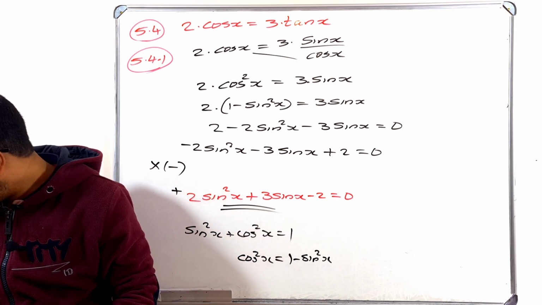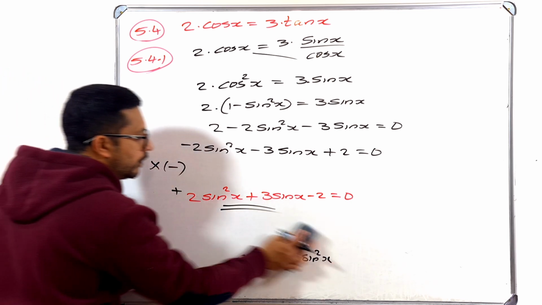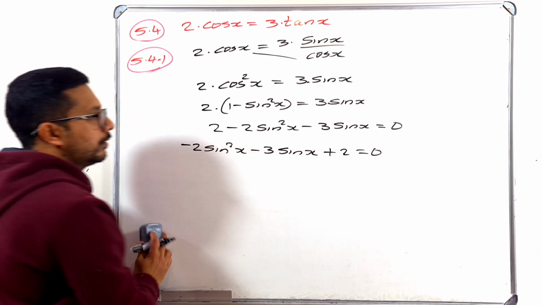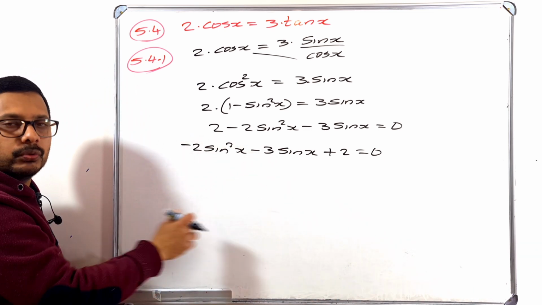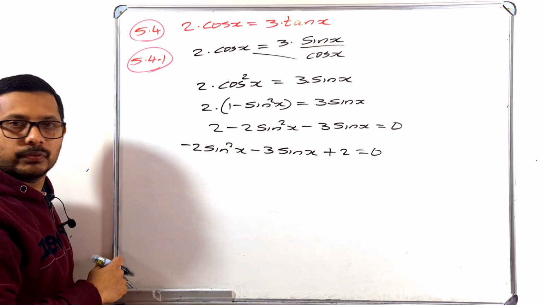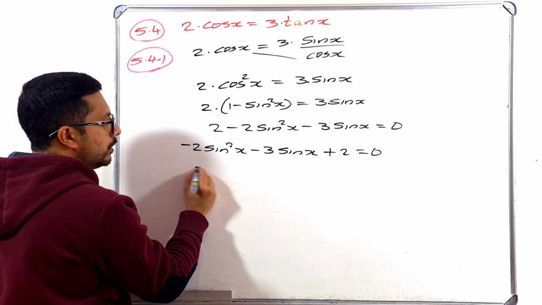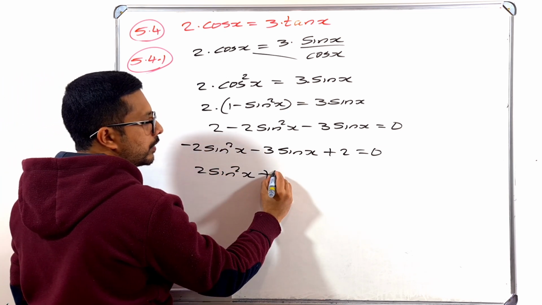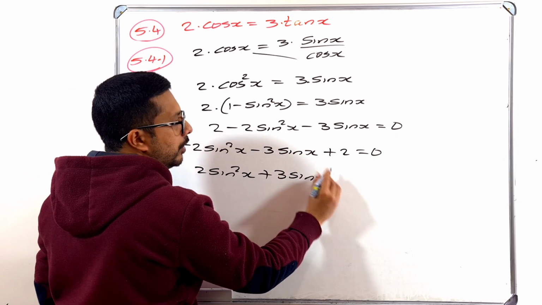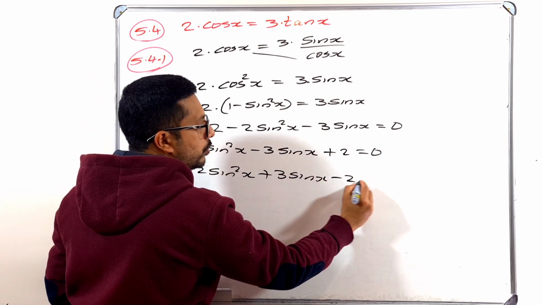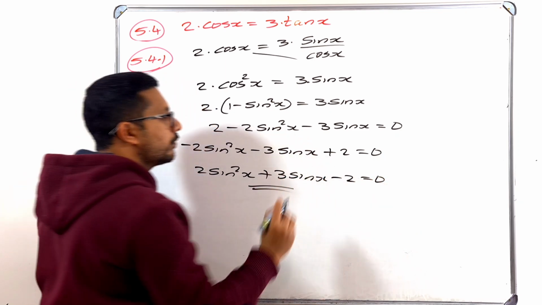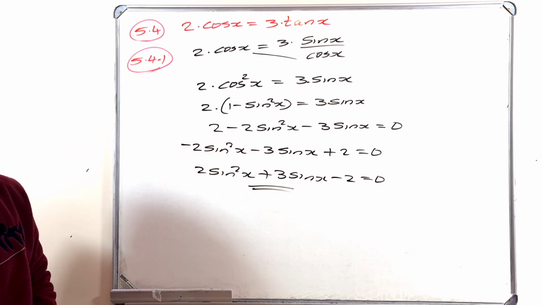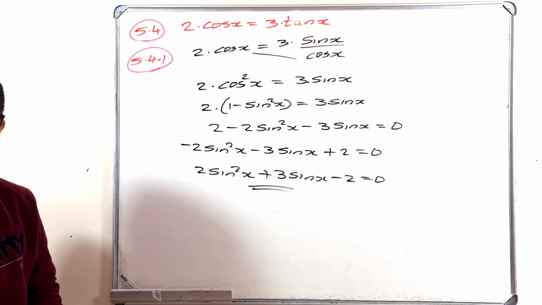Okay, let me erase that one and write it once more here just to avoid confusion. Multiply throughout with a negative, or divide throughout with a negative, whatever may be. Okay, minus into minus is 2 sin square x, minus into minus is plus 3 sin x, minus into plus is minus 2 is equal to 0, and that is what we want to prove. Okay, so that is 5.4.1. Now let's go to 5.4.2.